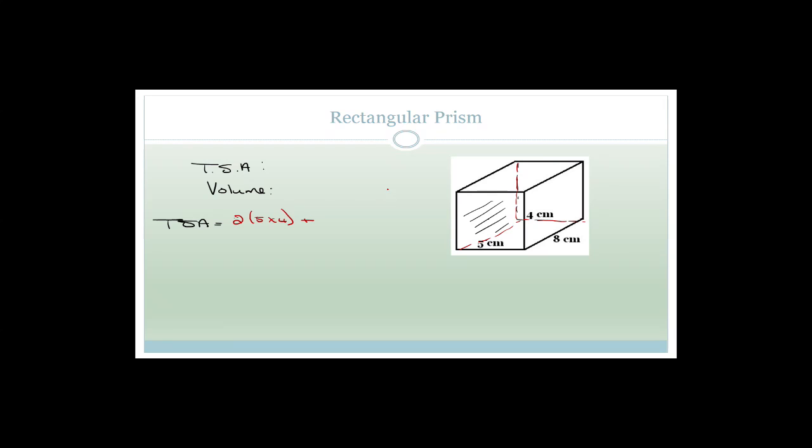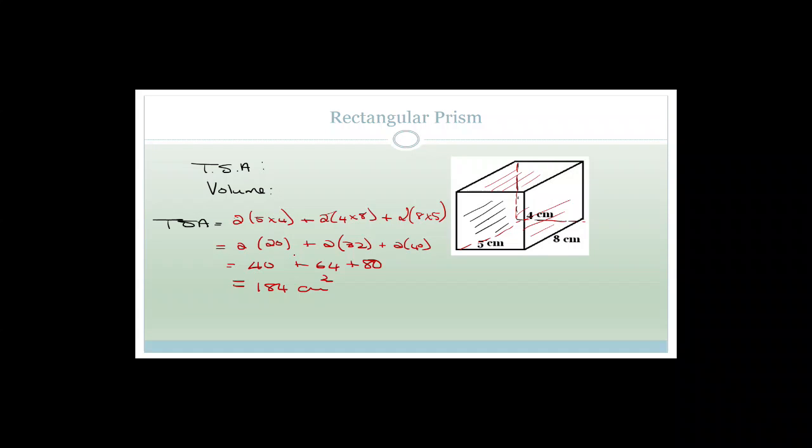So it's going to be 2 times 5 times 4, plus we have two of these sides, this one here and the other one. So it's 2 times 4 times 8, plus we have two of the top and bottom, which is going to be 8 times 5. So it's 2 times 8 times 5, which gives me 2 times 20 plus 2 times 32 plus 2 times 40, which equals 40 plus 64 plus 80, that's 144, that's 184 centimeters squared. So the total surface area is 184 centimeters squared.